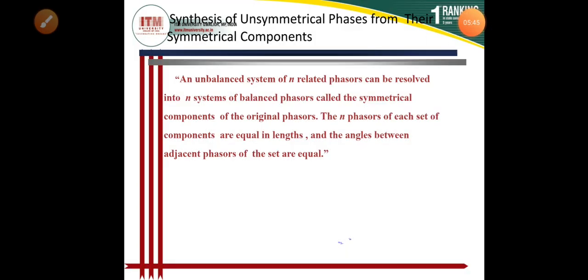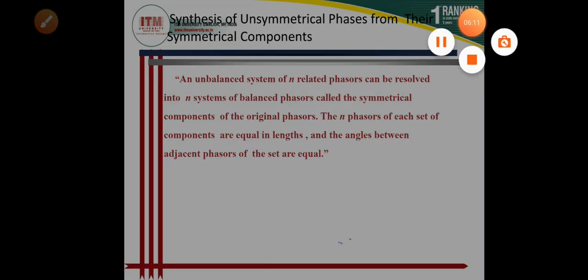This brings us to the concept of three sequence networks. When we solve the sequence networks for the fault conditions, that gives symmetrical current and voltage components, which can be combined together to reflect the effect of the original unbalanced fault currents on the overall system.